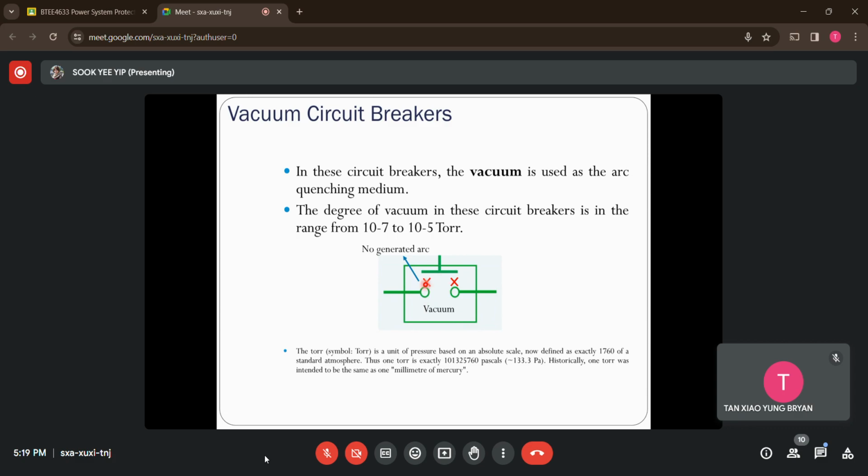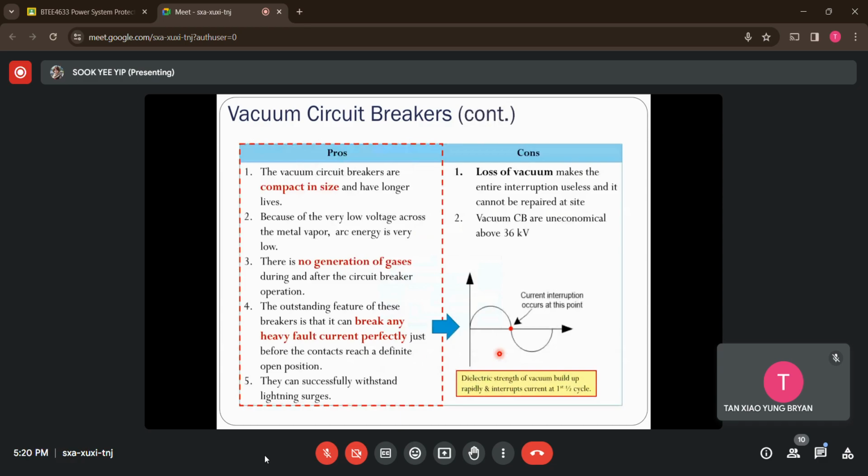How we can actually achieve the vacuum conditions is by maintaining the pressure in this range for these vacuum breakers here, 10^-7 to 10^-5 torr, where torr is the unit for pressure on the absolute scale. You can also convert it into Pascal. Okay, so now for these vacuum breakers, of course, there are pros and cons, and they have been summarized in this table here.